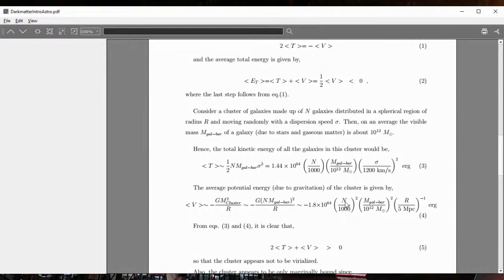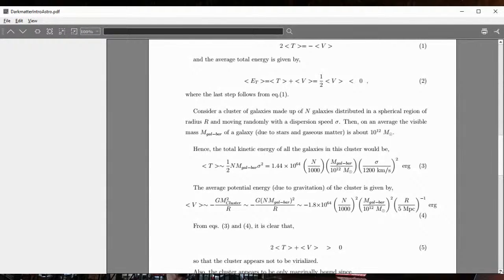So depending upon the cluster, n will change, the typical baryonic mass of a galaxy will change, the size of the cluster will change. Here, these numbers correspond to n equal to 1000, typical mass of the galaxy to be 10 to the power 12 solar mass, and the radius of the cluster to be 5 megaparsec.